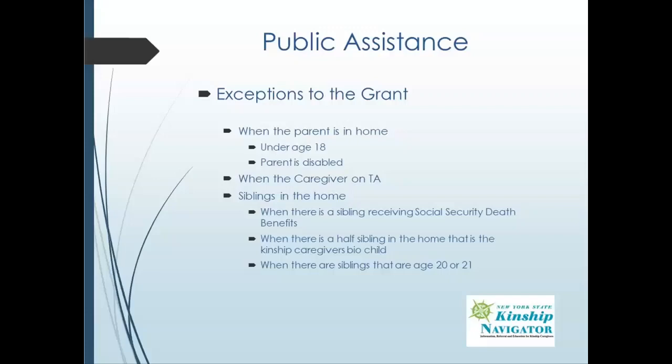If there is a sibling in the home that is a kinship caregiver's biological child, then the entire household income is deemed available because the kinship caregiver is responsible for the biological child, and then that child's income is deemed available to the second child. And then when there are siblings in the home that are age 20 and 21, they normally would not be eligible for the grant, but if there is a younger child in the home, then they are eligible for the grant as an essential person until they turn 21.